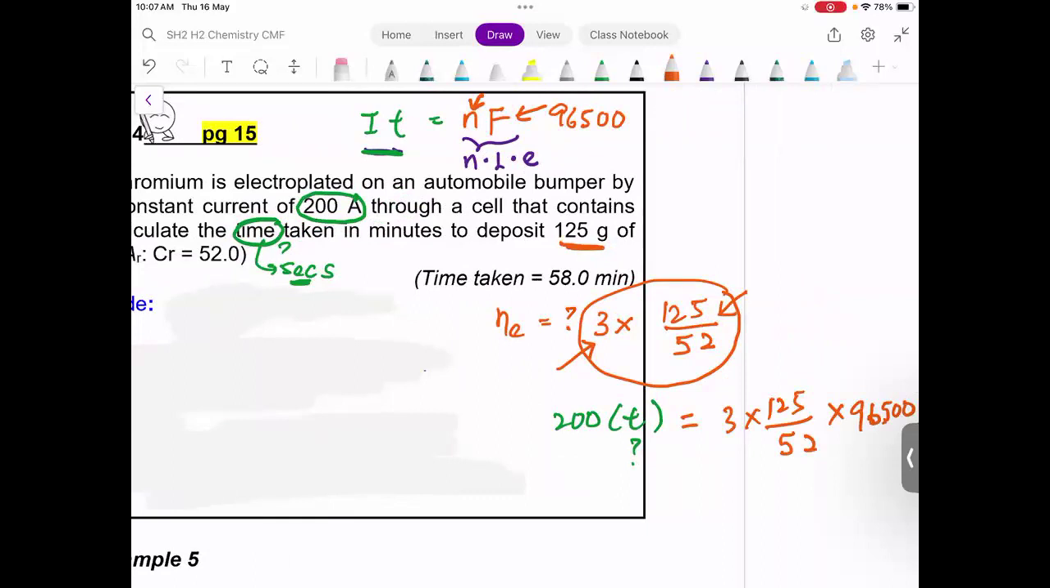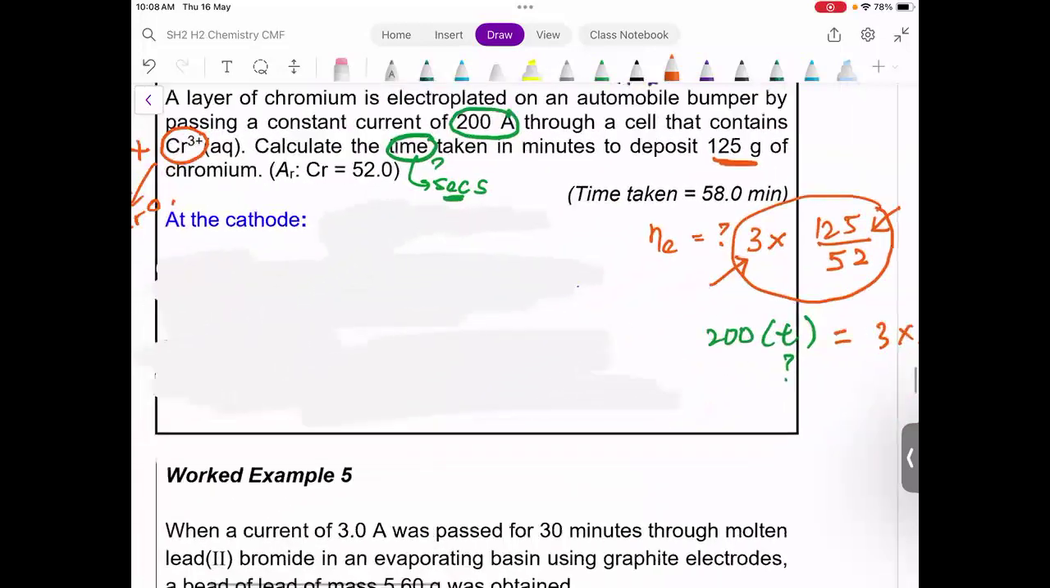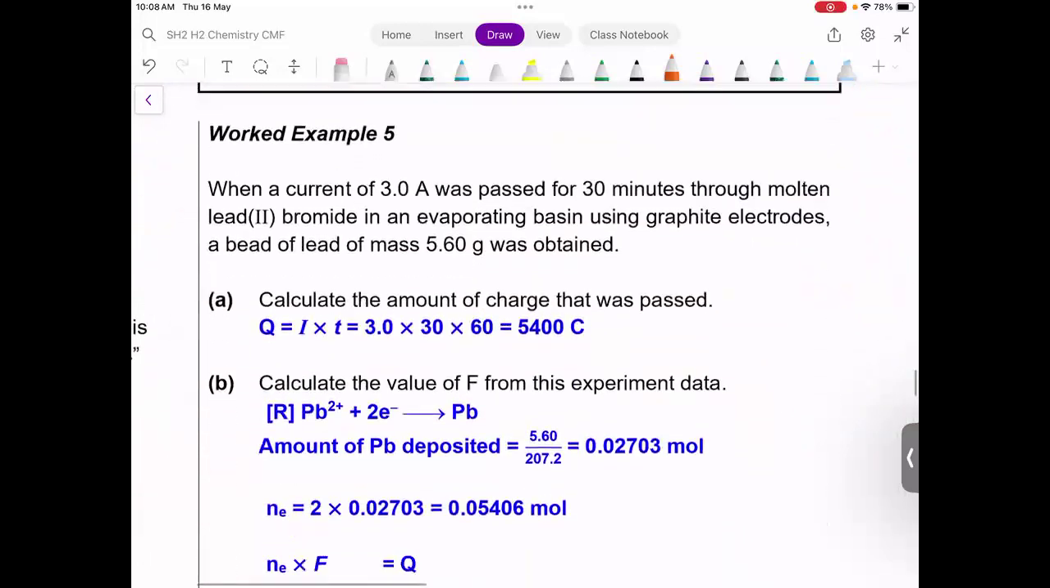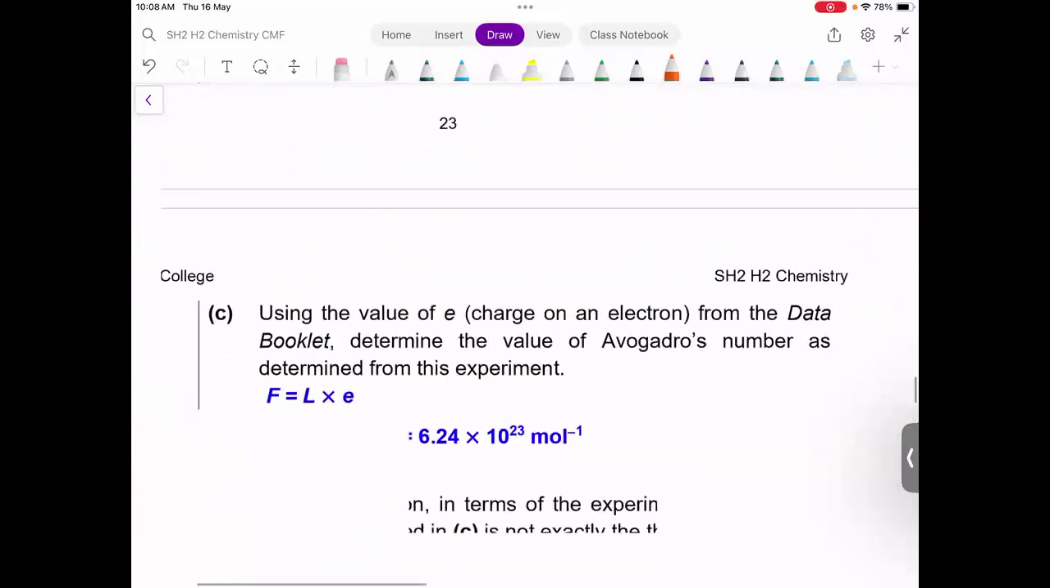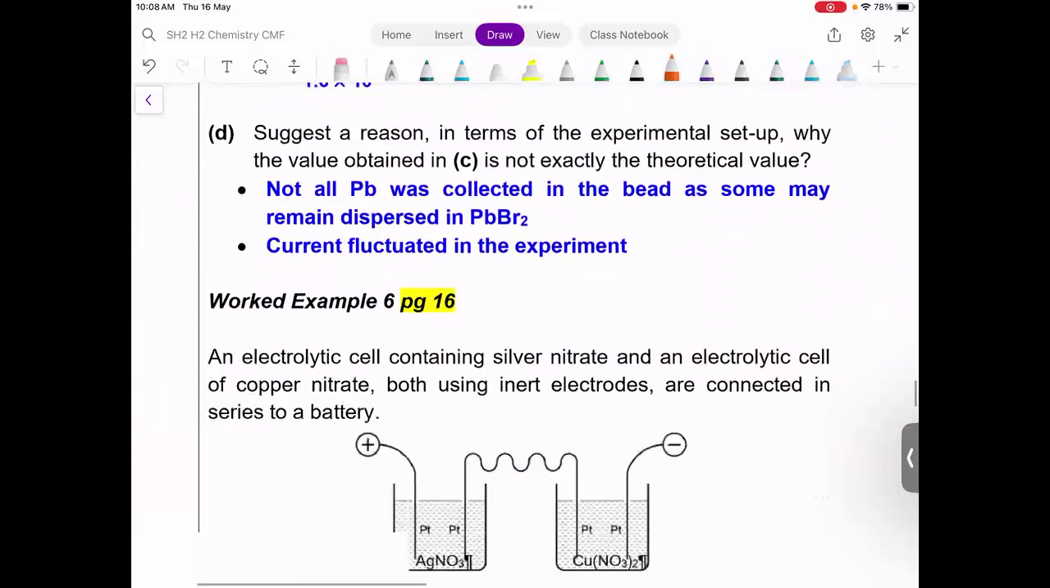So the trick here is to categorize the data related to the battery, and categorize the data related to your chemical equation. Then the next part is something similar. This one you can read on your own.